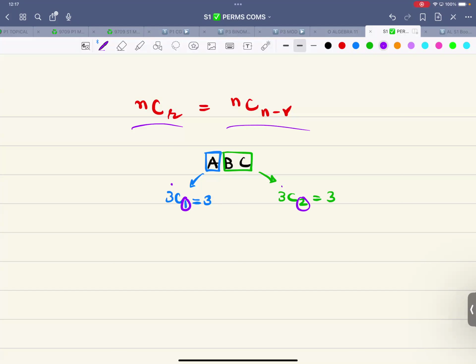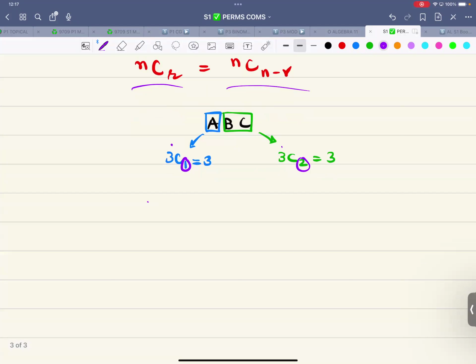nCr is nC(n minus r). For example, 5C2, the value is 10. What else will be 10? 5C3. Similarly, if I talk about 6C2, that is 6 into 5 over 2 into 1, that is 15. 6C2 is 15. That is the same thing as 6C4. So it makes life easier for the calculation.